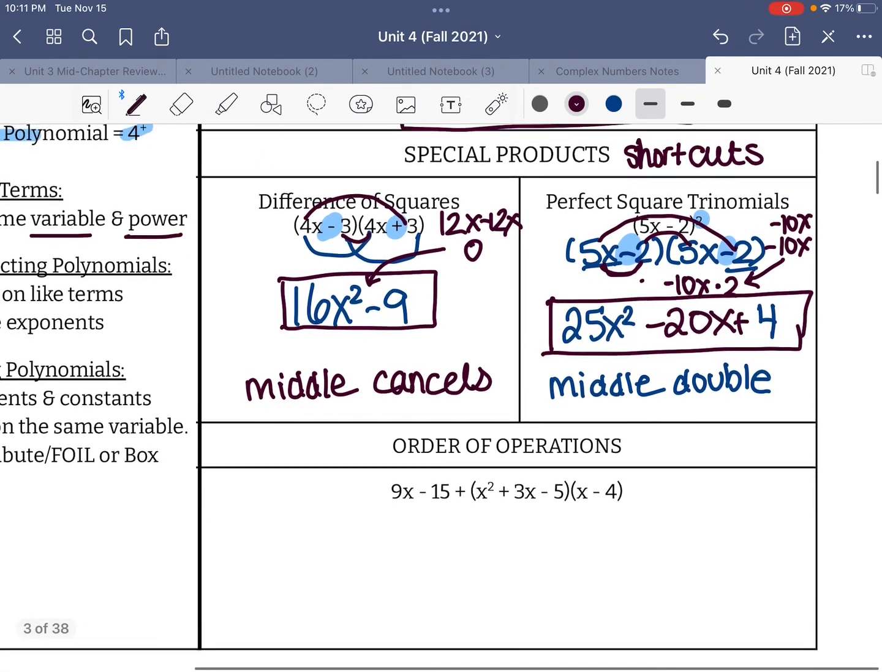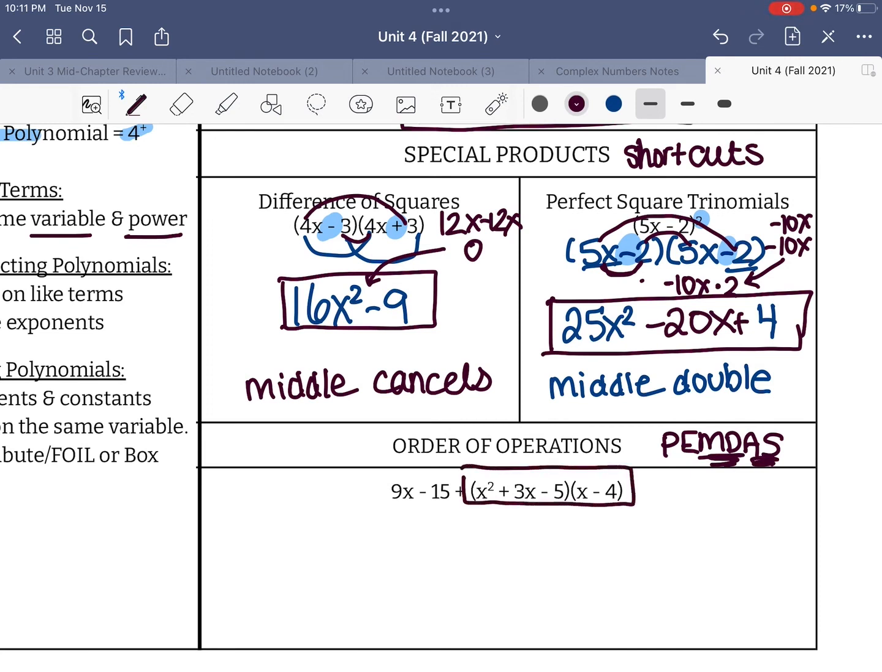All right, and this very last one, I have to go ahead and multiply first because in my order of operations, PEMDAS, multiplication and division come before addition and subtraction. So I'm going to have to do this part first, and then I'm going to add in the other parts afterwards. So I'm going to go ahead and multiply x squared times x cubed. X squared times negative 4 is negative 4x squared. 3x times x is 3x squared.